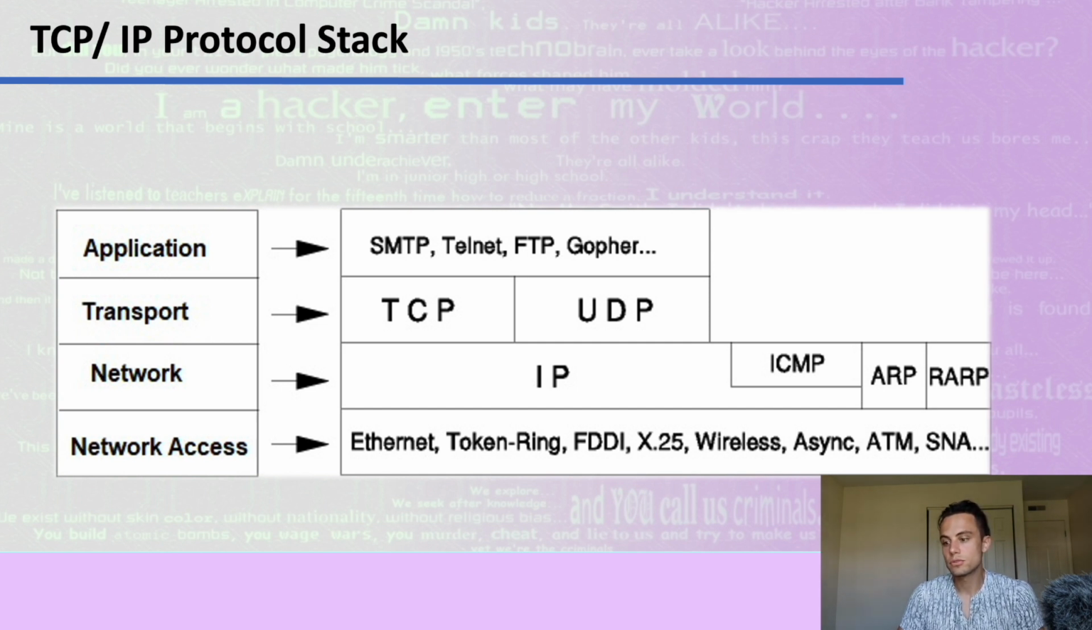On the top level, as you can see, we have the application layer with the SMTP or the telnet commands in order to access devices. Then we have the transport layer. Then we have the network layer, which is the IP address basically. And finally we have the network access layer, which is, for example, the wireless or the WAN, let's say.